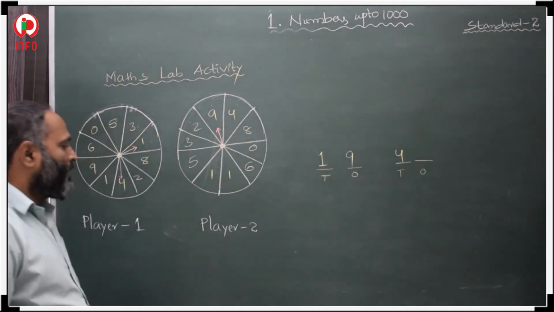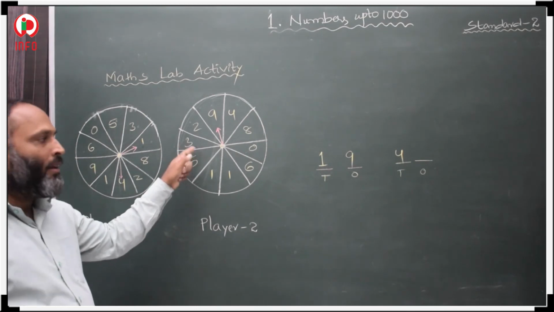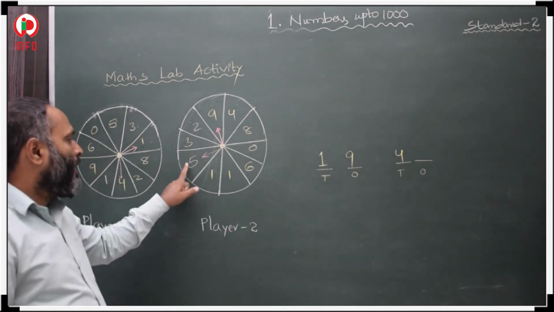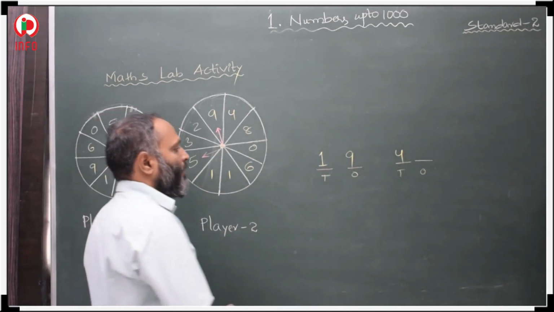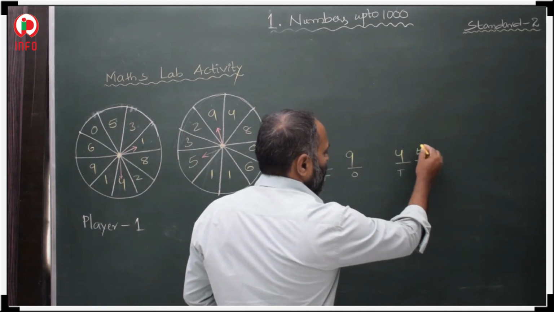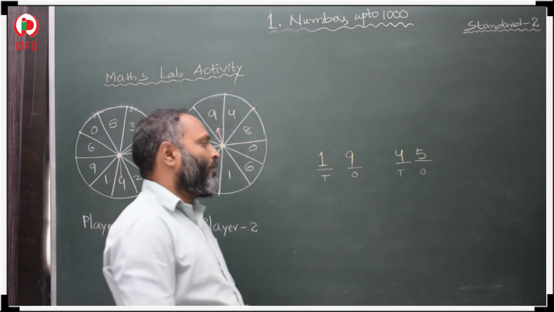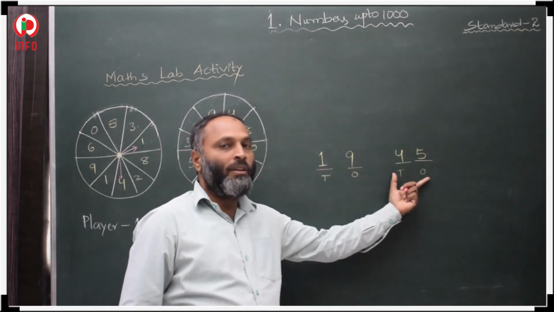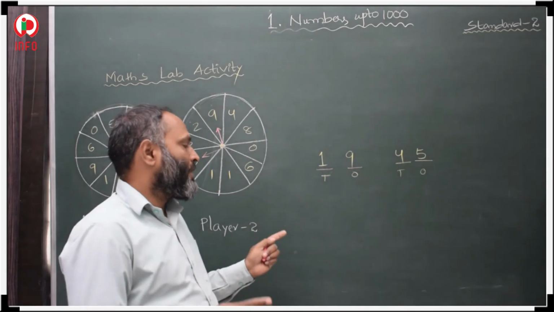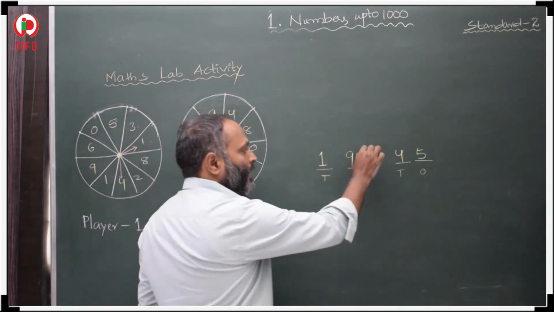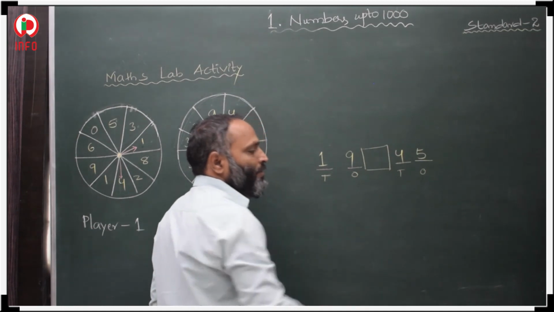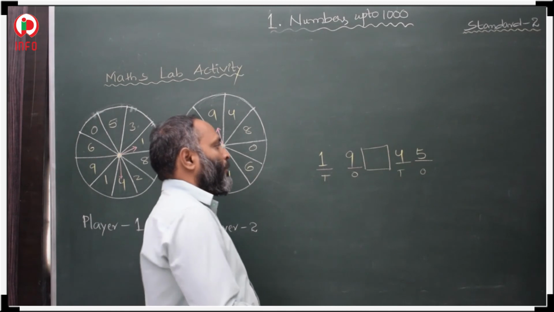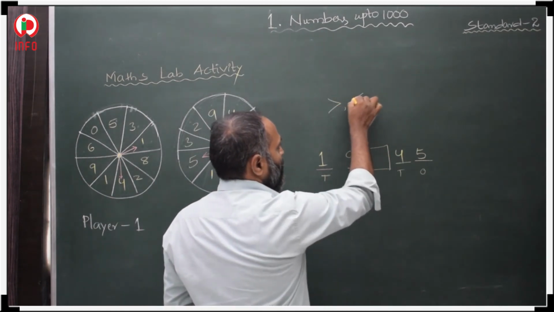After that the second player rotates the spinner, and suppose the pointer shows 5. Then note this 5 in the ones place. Then it is a 2-digit number. Again we form one more 2-digit number. This is our first 2-digit number, this is our second 2-digit number. After forming the two 2-digit numbers, we have to decide which one is greater and which one is smaller by using appropriate symbols: greater than, less than, or equal to.